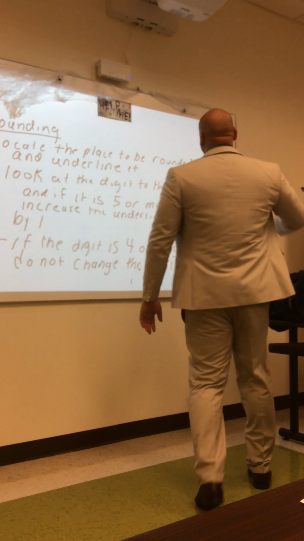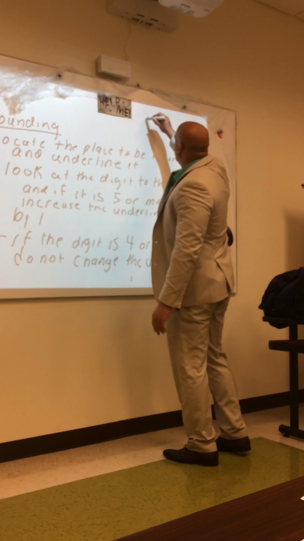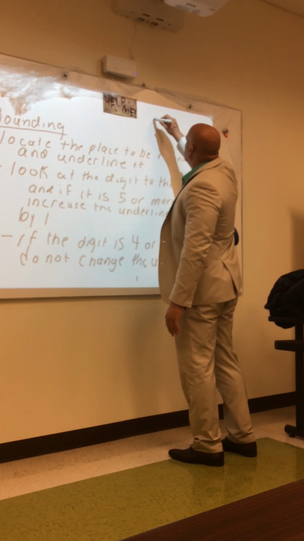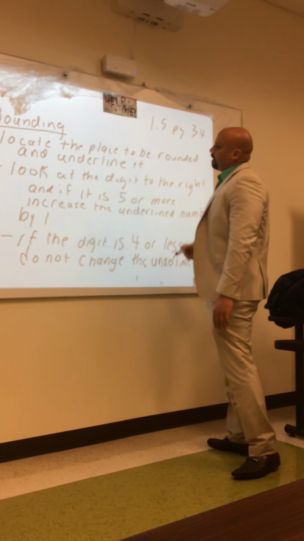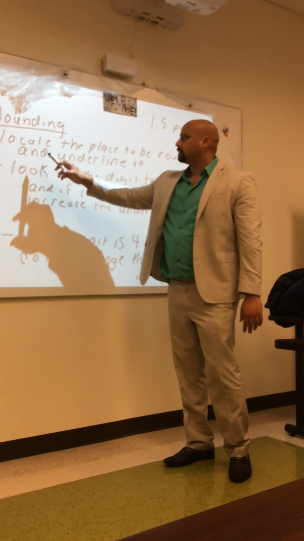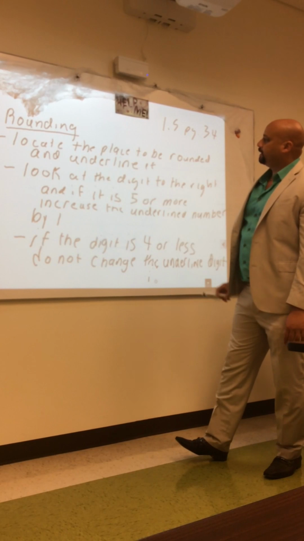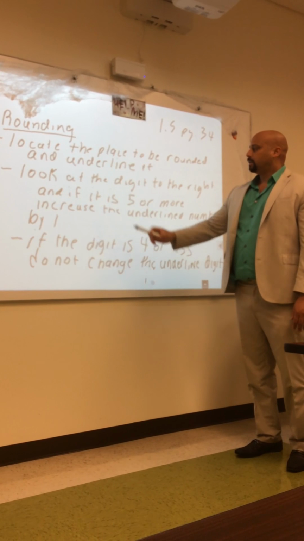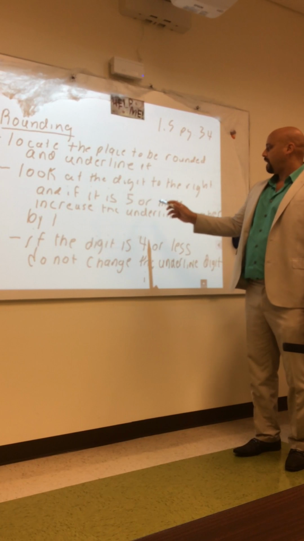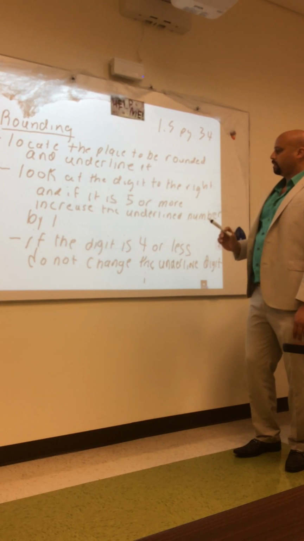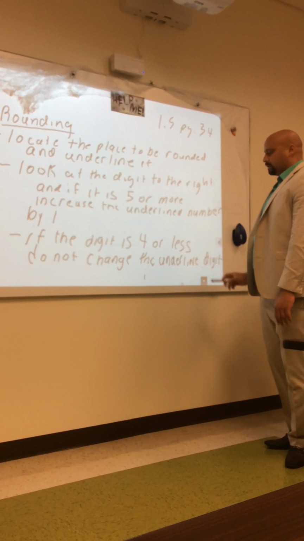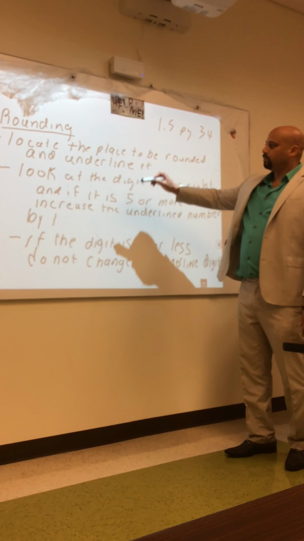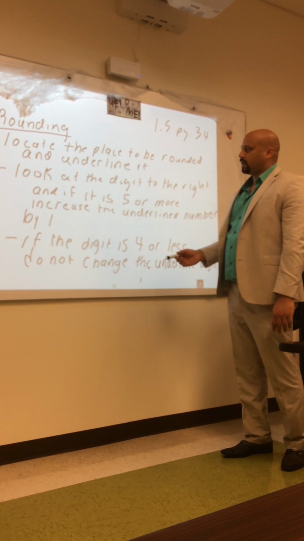Okay, so we're going to talk about rounding, which is section 1.5 on page 34 of your text. There are some rules for rounding, and it's in the text. It says, locate the place to be rounded and underline it. Then look at the digit to the right, and if it is 5 or more, increase the underlined number by 1. If the digit is 4 or less, do not change the underlined digit. These are the rules that you need to understand.